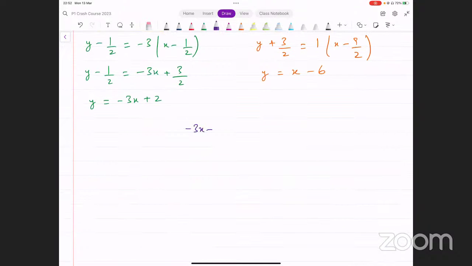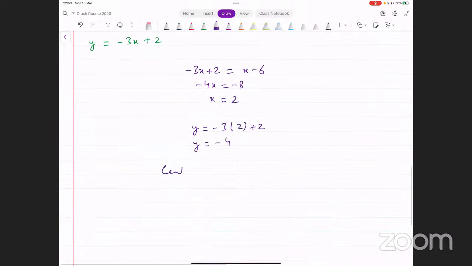Equate both of them. That gives us minus 3x plus 2 equals x minus 6. And we have minus 4x equals minus 8, and x equals 2 from this. Put this back in any one of those two equations. y equals minus 3 into 2 plus 2, and that gives us y equals minus 4.